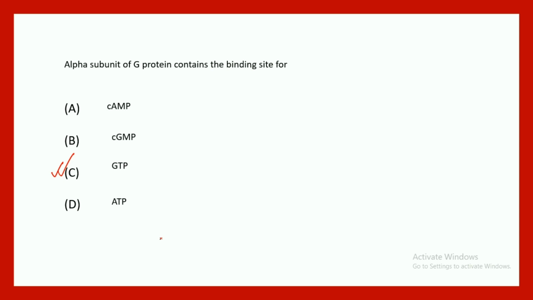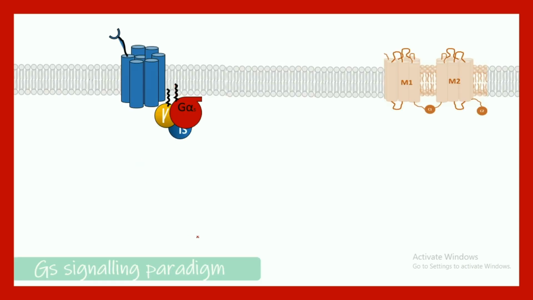Now the first question is, the alpha subunit of the G protein contains the binding site for cyclic AMP, cyclic GMP, GTP and ATP. So it's very easy, it is GTP, right? Let me refresh your memories on G protein coupled receptor signaling. First, in the sequence, the ligand binds, and the ligand is generally proteinaceous in nature in this case. That leads to a conformational change in the G protein, which leads to separation of the G alpha subunit and also replacement of the GDP in that G alpha subunit with GTP.